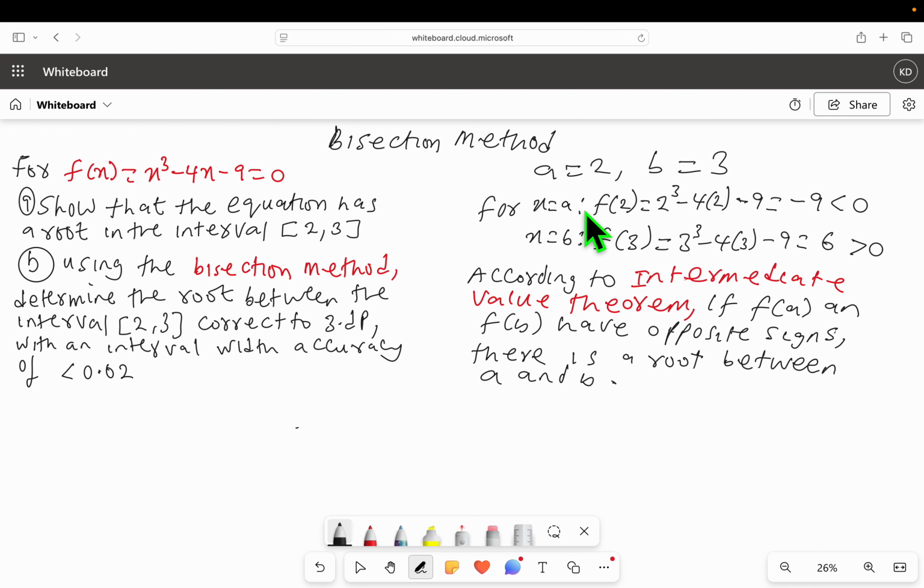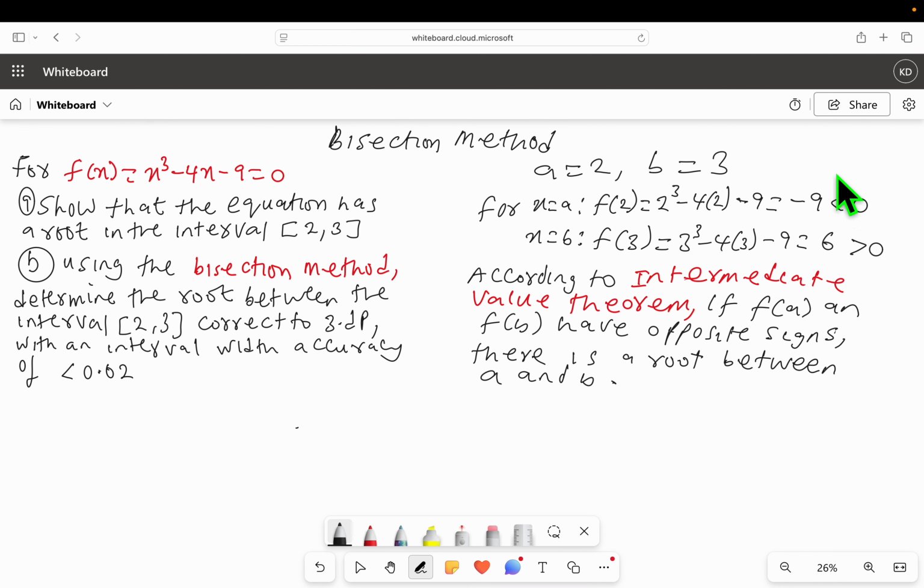equal to 3. So for x equal to A, that is substituting A equal to 2 in this equation, we are going to have minus 9, which is less than 0, that is negative. And for x equal to B, we substitute B equal to 3 in this equation, and we get 6, which is greater than 0. So according to the intermediate value theorem, if f of A and f of B have opposite signs, that shows that there is a root between A and B.